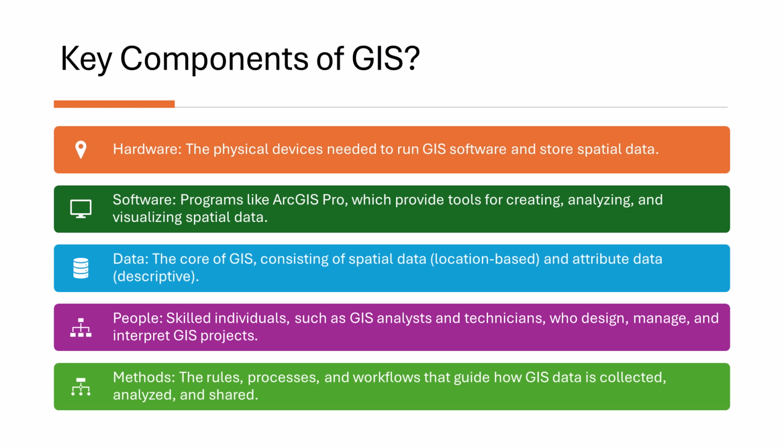Together, these components create a robust framework for analyzing and visualizing spatial information. By understanding each part, you gain insights into how GIS enables us to study and understand patterns, relationships, and trends tied to geography.